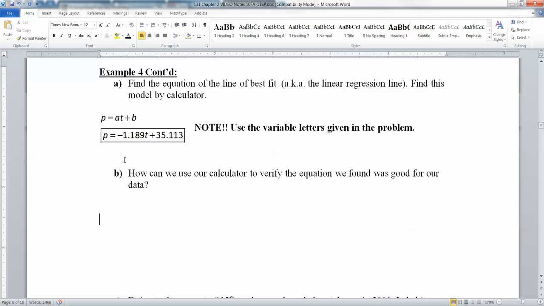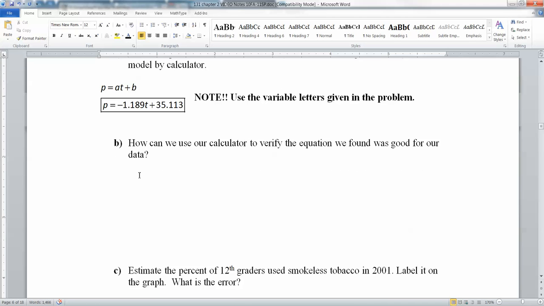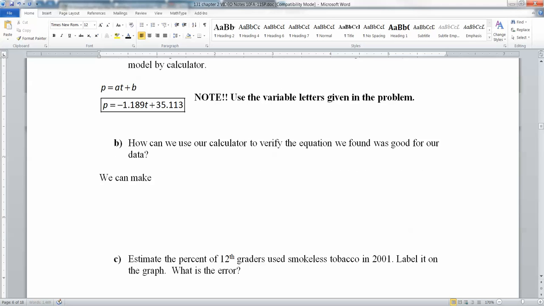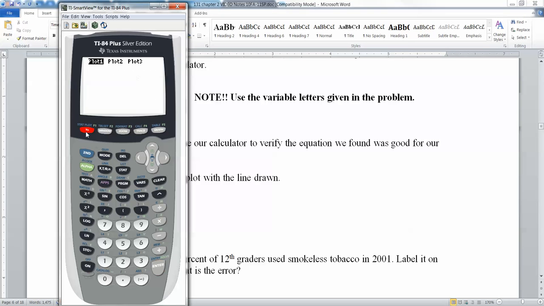All right, now how can we verify that this is a good model? We can make a scatter plot with the line drawn. Let's do that, shall we? So if I go to y equals, now if I hadn't stored it with the y1 thing, let me remind you real quick: stat, calculate, number 4, linear regression, you tell it y variables, 1, 1. So if you didn't store this, you can still get around this, but I just want to mention real quick, those of you that have the new system, it's actually easier for you.